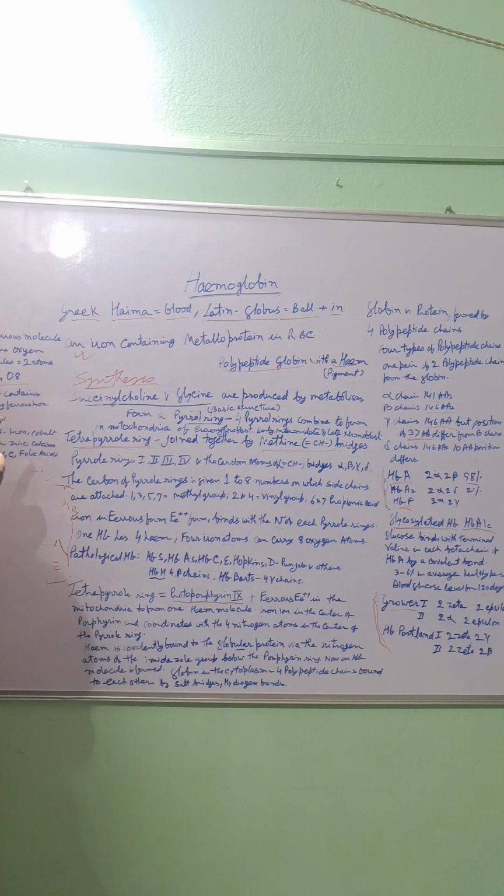And 1 gram of hemoglobin contains 0.34 milligram of ferrous iron.